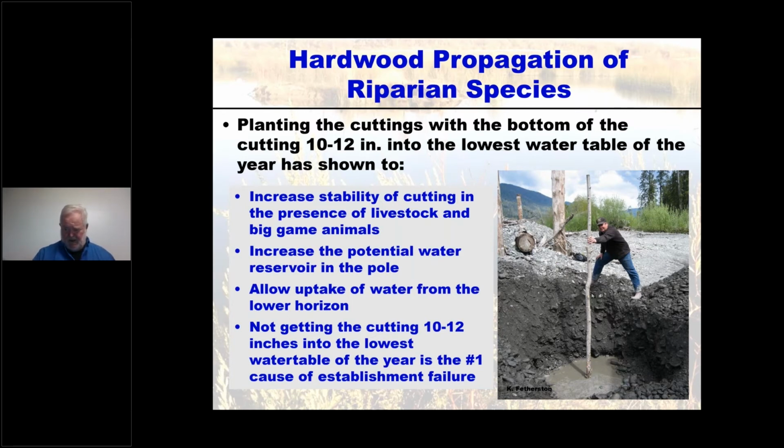In this one, you can see this cutting is pretty deep, and you'll notice that he's quite a bit deeper into the water here. And remember that not getting it 10 to 12 inches into the lowest water table is the number one cause of establishment failure. On all the projects I've looked at, when you start finding that you're losing a lot of plants, generally the number one cause is that you're not deep enough.